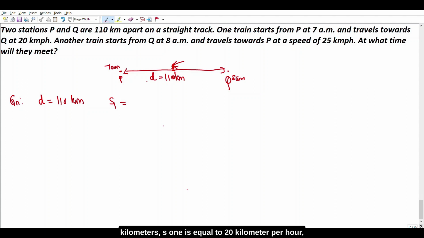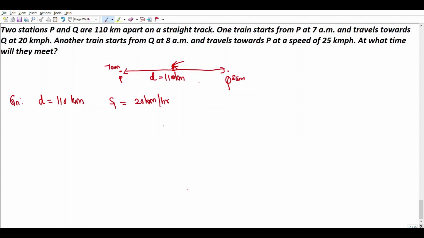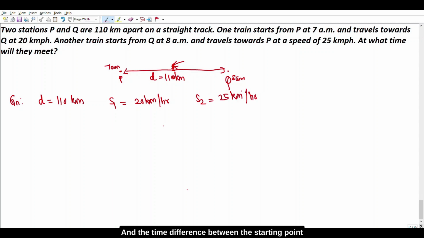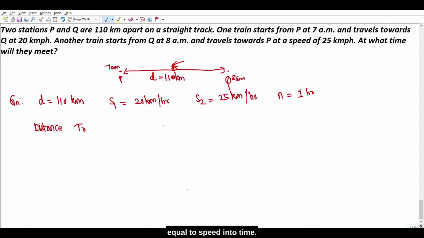S1 is equal to 20 km per hour. S2 is equal to 25 km per hour. And the time difference between the starting point of the first train and that of the second train, n, is equal to 1 hour. We know that distance traveled is equal to speed into time.